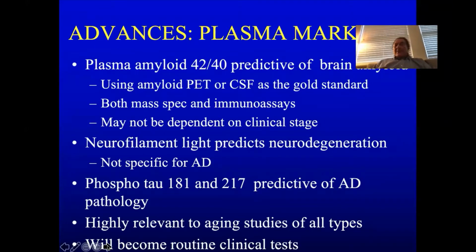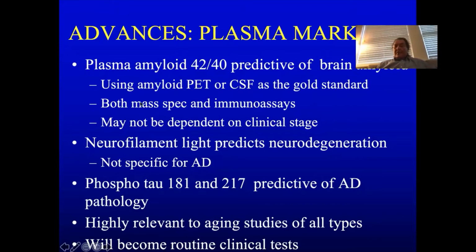So what's going on with plasma? Because this is the real big exciting news in Alzheimer's disease. The fact that you can now get a lot of information as to whether somebody has Alzheimer's disease pathology just from a blood test. So the data is pretty convincing that plasma amyloid 42/40 is quite predictive of the brain level. And this has been done with ADNI samples and many other projects, using either amyloid PET or cerebrospinal fluid as the gold standard.